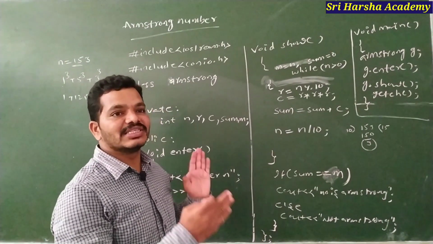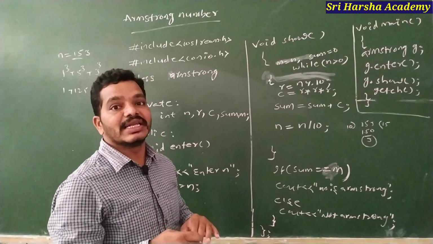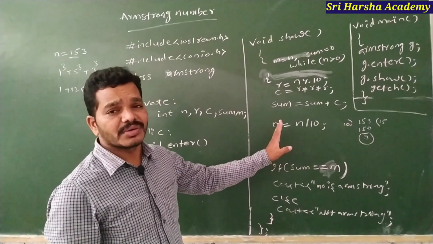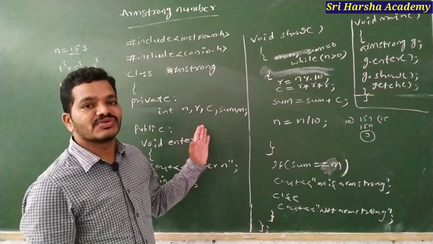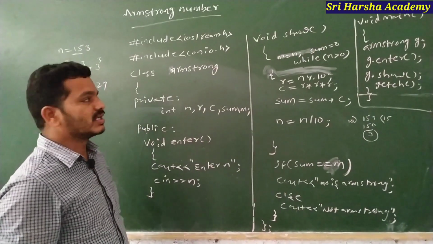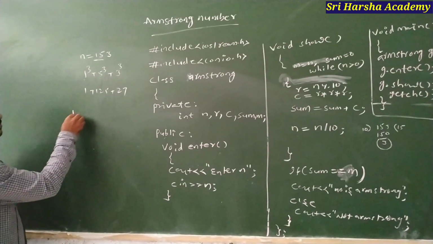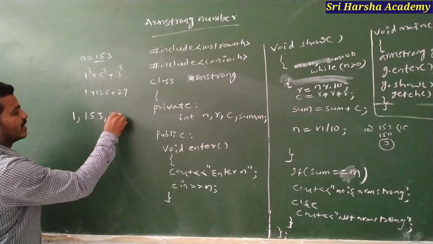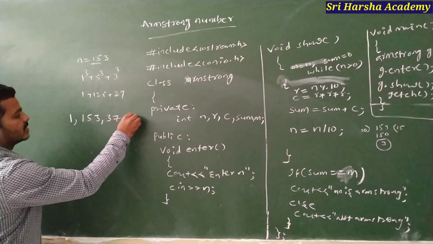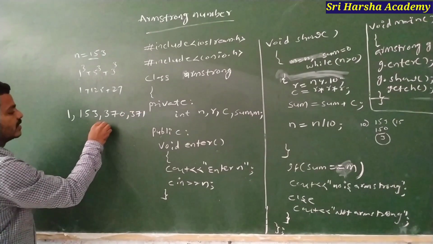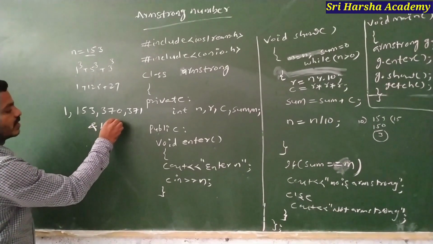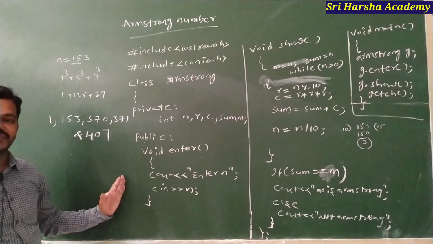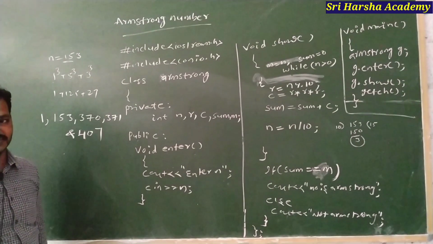It is the same as the sum of digits program from before. Just compare these two programs and you will easily get the logic of the Armstrong number. Below 1000, there are 5 Armstrong numbers: 1, 153, 370, 371 and 407. These 5 are the Armstrong numbers below 1000. Thank you.